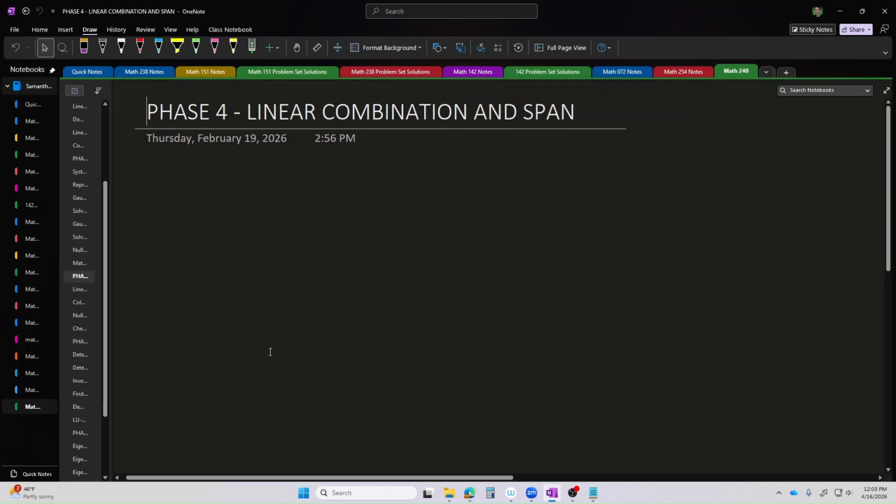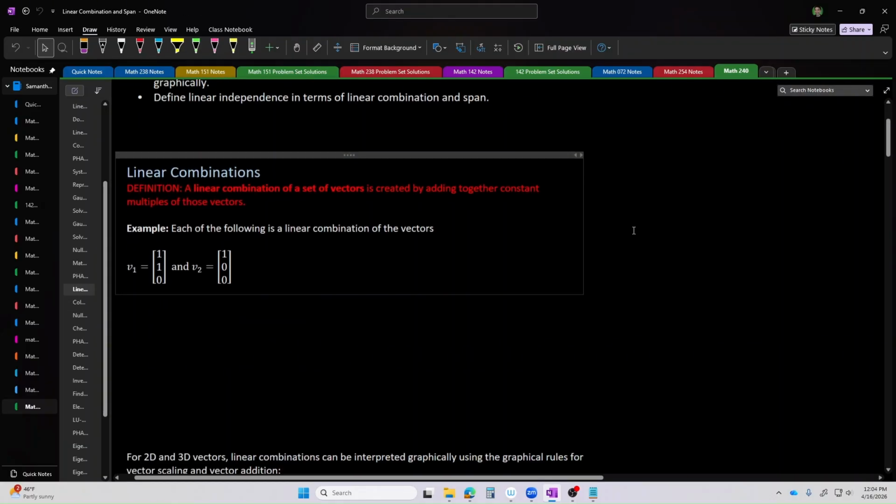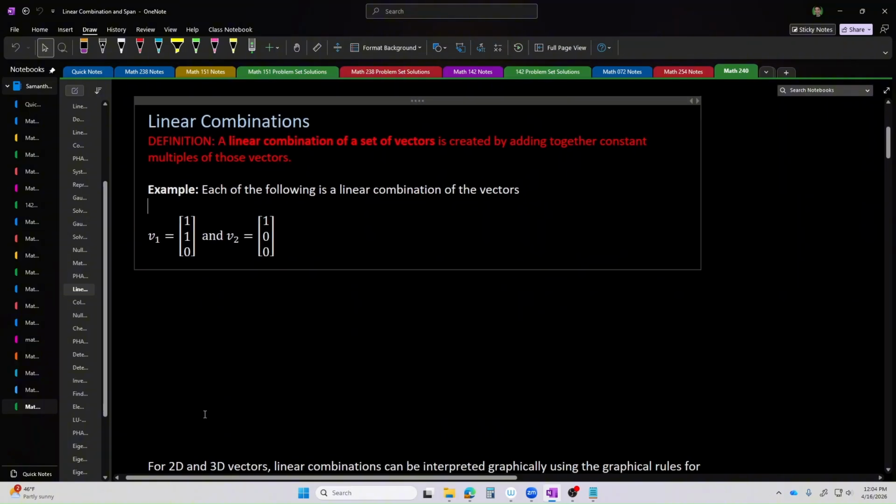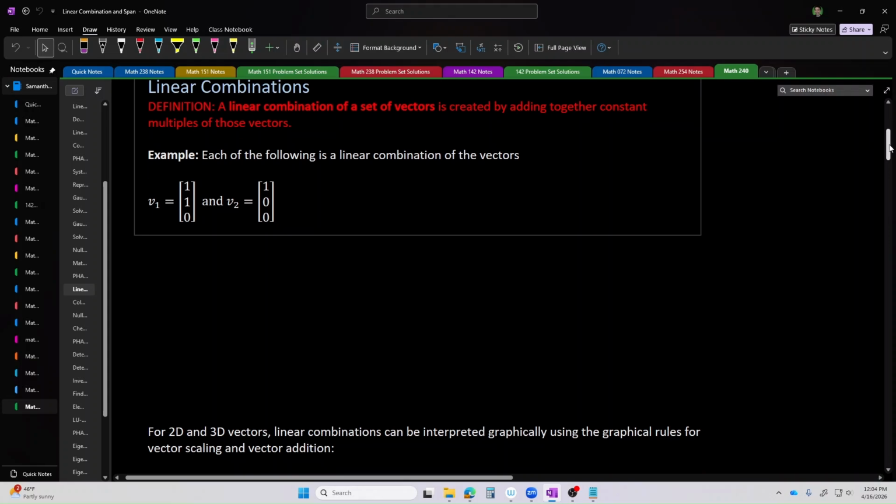All right, in this video, we're going to transition to talking about the fourth major phase or section of the class, which is the section talking about what's called linear combination of vectors and what's called span of vectors. So, a linear combination of vectors is a combination that you get by adding together constant multiples of the vectors in your set. So a linear combination is one that has been created via constant multiples and via addition.